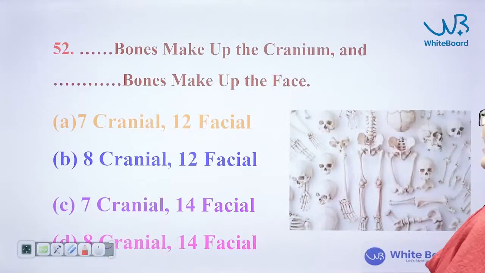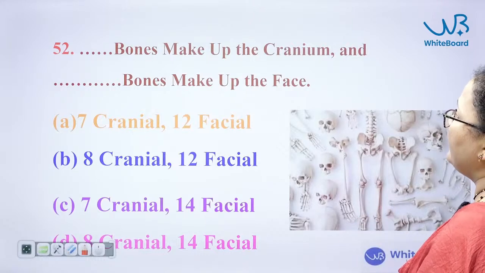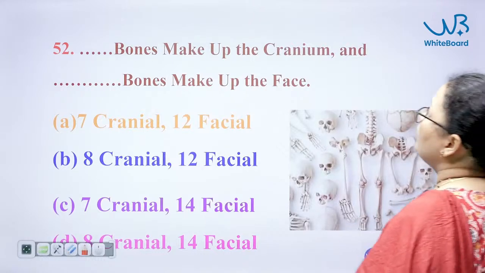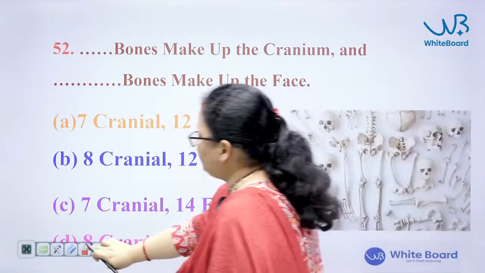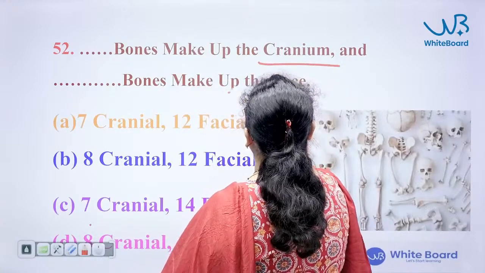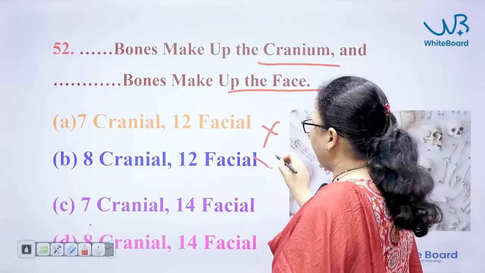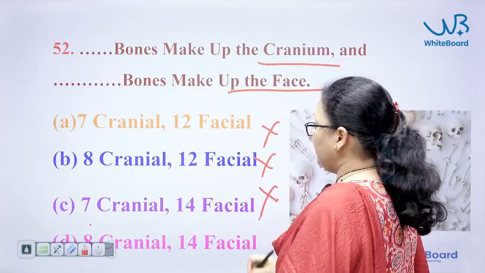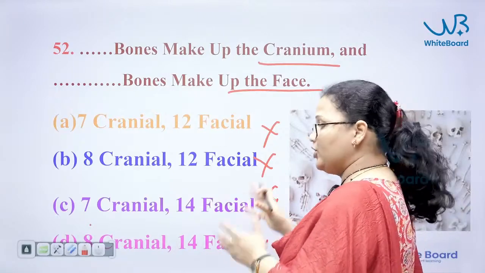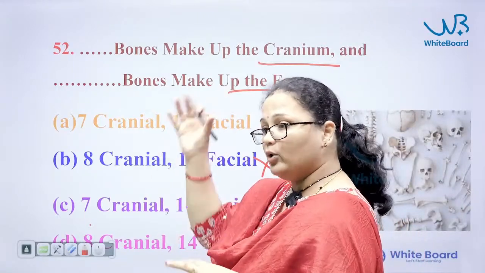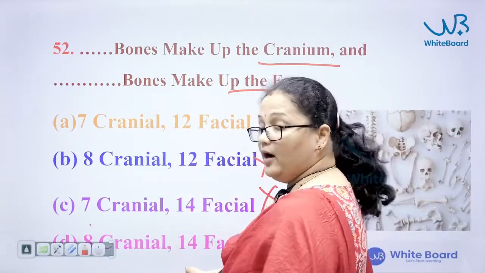Next, dash bones make up the cranium and dash bones make up the face. So, how many bones are present in your cranium part and how many in the face part? You have to identify. 7 cranial and 12 facial, no. 8 cranial and 12, no. 7 cranial, 14 facial, no. 8 cranial and 14 facial. So, there is no explanation. You have to memorize the number of bones. In the whole body 206, in the cranial part 8, in the face part 14.